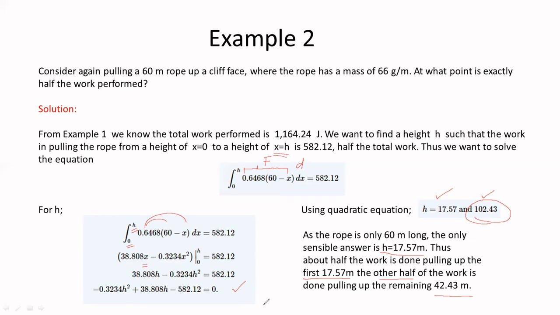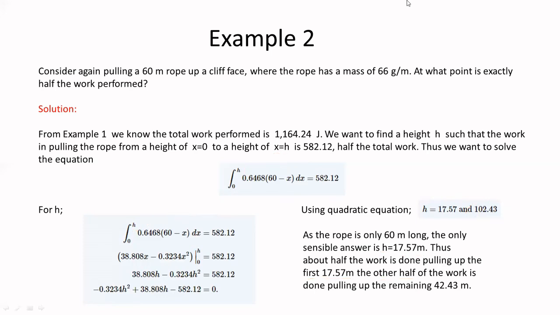So there is much greater work applied in the first 17.57 meters of the rope up the cliff, because there's a longer length of the rope at the base of the cliff that was not yet pulled up, translating to a heavier weight. So that is why your 17.57 meters length will require half the work. Then the other half of the work would be required to pull up the remaining 42.43 meters. Okay, so that's a continuation of our first sample.